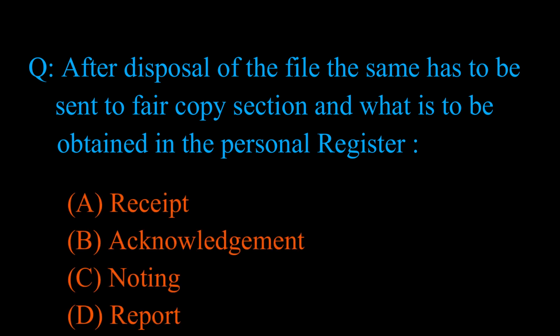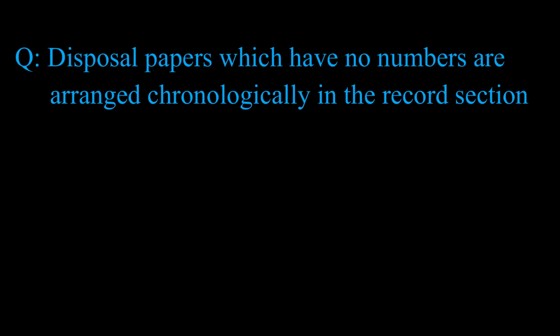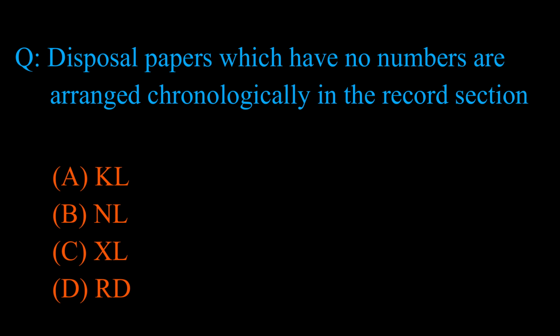After disposal of the file, the same has to be sent to fair copy section and what is to be obtained in the personal register? B. Acknowledgement. Disposal papers which have no numbers are arranged chronologically in the record section. C. XL.